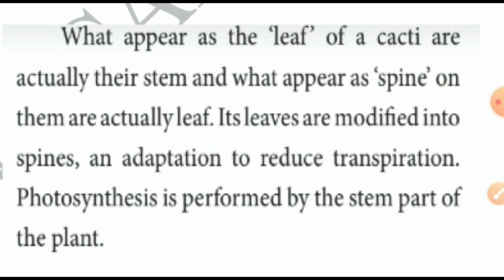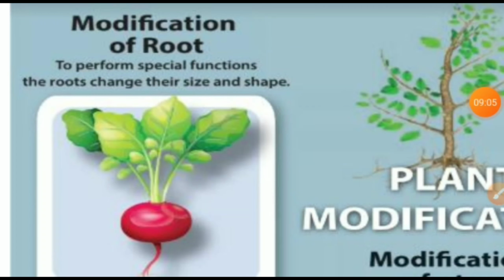Next, which part produces nutrients? Which part produces food? The stem part only produces food. Give some examples for modification of root. For what purpose? Special functions. The roots change their shape and size for storage of food materials, and also for some special functions.